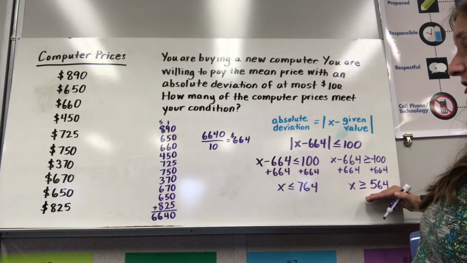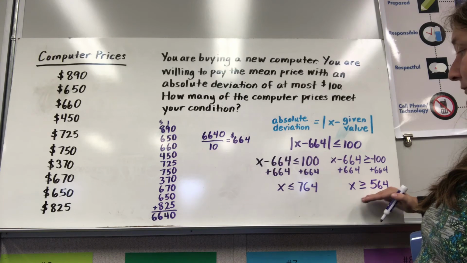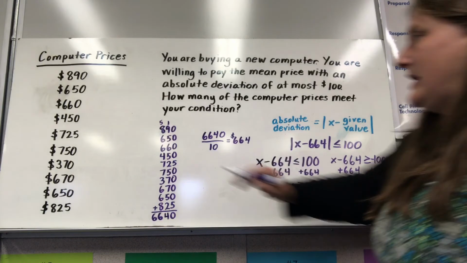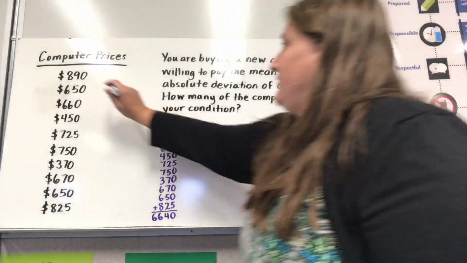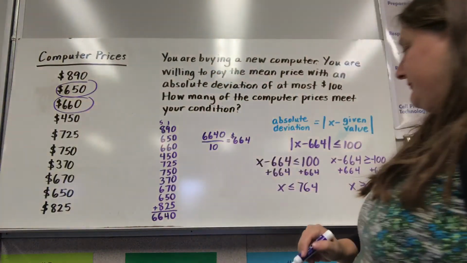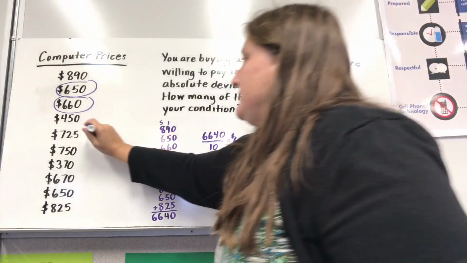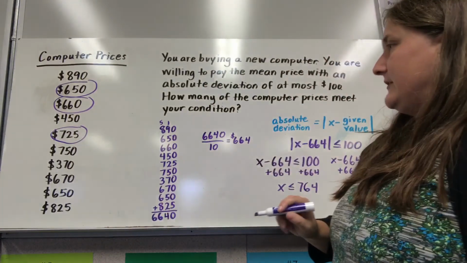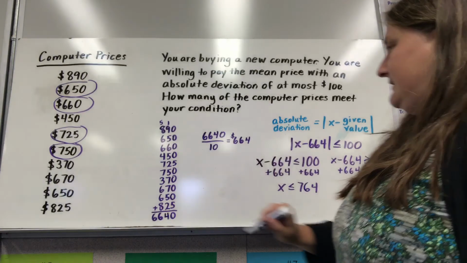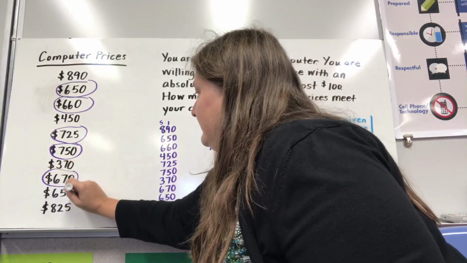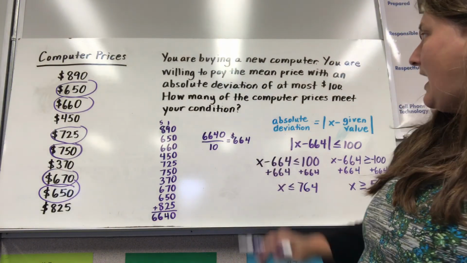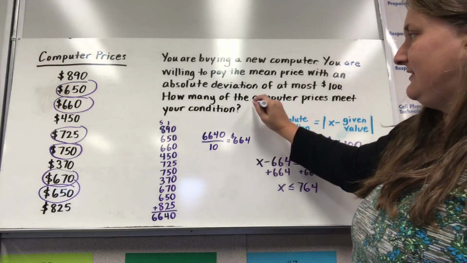So I'm looking for things that are either equal to 564 or equal to 764, or between them. So 890 is out, 650 would work, 660 would work, 450 is too low, 725 would work, 750 would work, 370 is too low, 670 is in that range, 650 is in that range, and 825 is too high. So how many of the computer prices meet our conditions? 6.